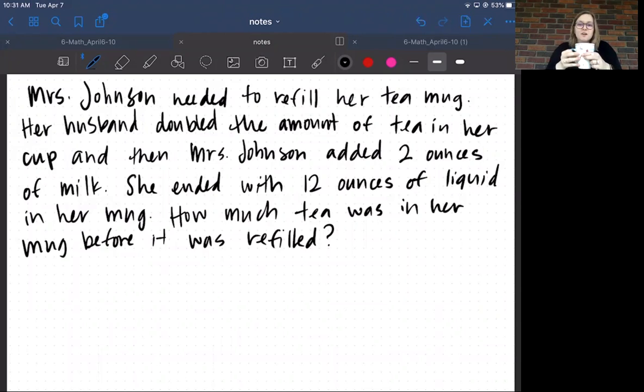She needed to refill her tea mug. Her husband doubled the amount of tea in her cup, and then Mrs. Johnson added 2 ounces. All right, so I was already drinking some tea. There was a little bit in it, and I wanted some more, right?